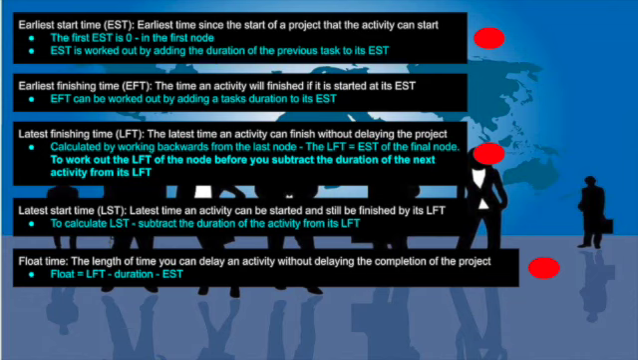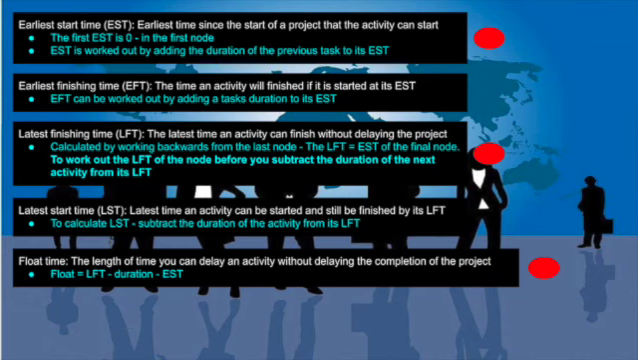Then you've got the earliest finishing time. This one you don't really need to know, but I'll just go through it quickly. It's the time an activity will be finished if it started at the earliest start time. It can be worked out by adding task duration to its EST, and you'll find that in the node.